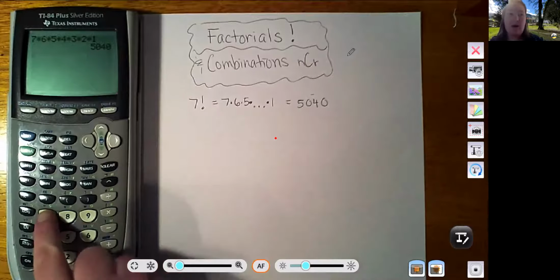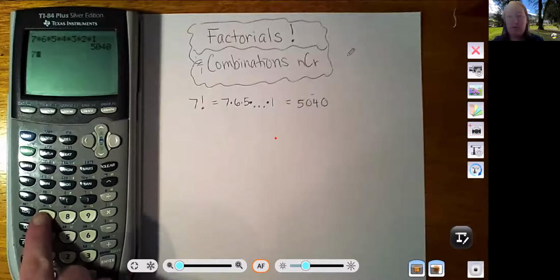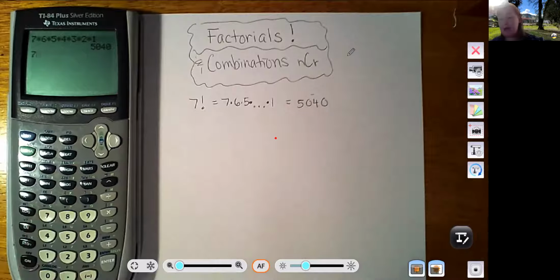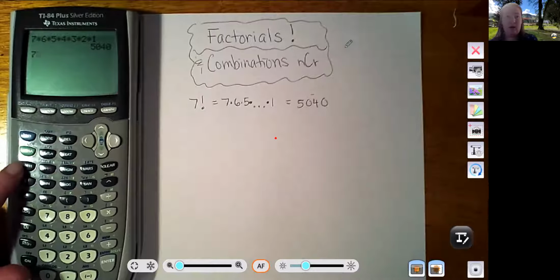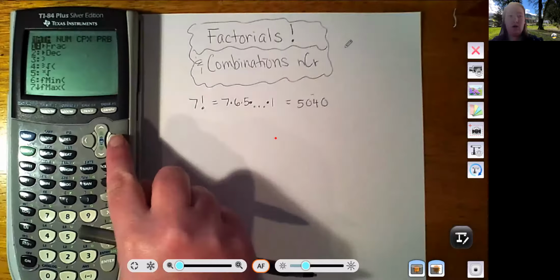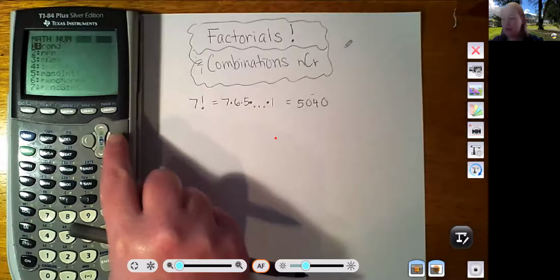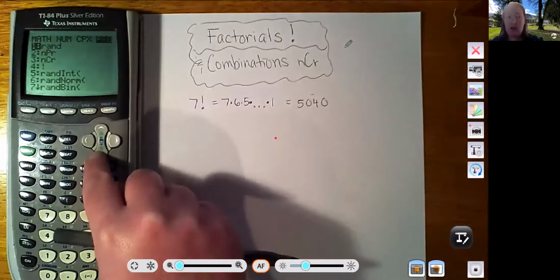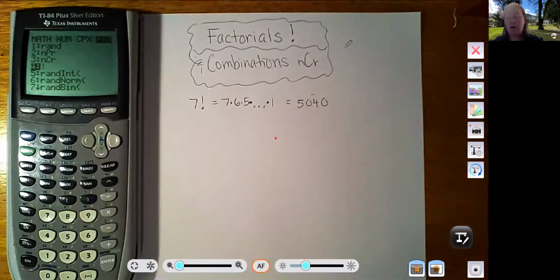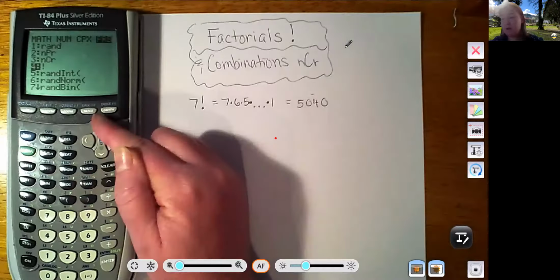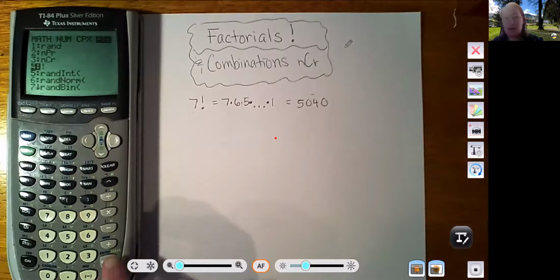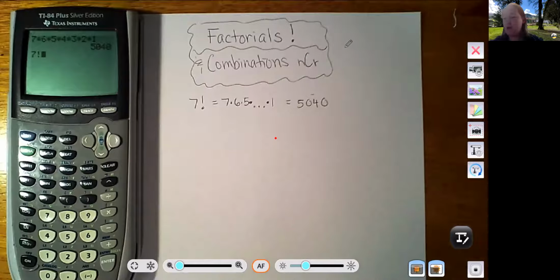You type in the number you want to find the factorial of, and then you go to Math. You scroll over to the Probability tab, and then you select option 4, either by hitting 4 or by scrolling down to 4 and hitting Enter, to select the factorial. To evaluate, you hit Enter again, same value.